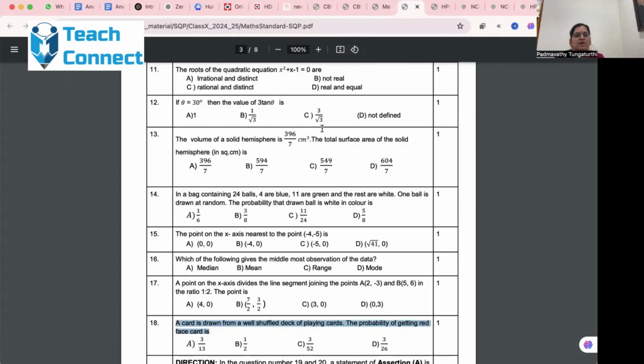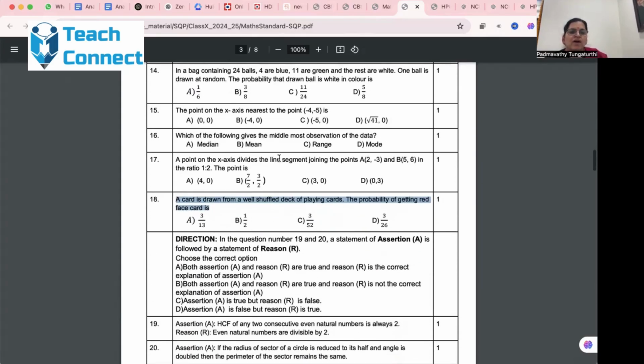If theta is equal to 30 degrees, then the value of 3 tan theta is how much? When theta is 30 degrees, it is just an application work. Tan theta will be tan 30, that is 1 by root 3, and 3 into 1 by root 3, that's the answer over here. These are all questions. Once the student is able to identify that these are questions, the pivot point is to be understood.